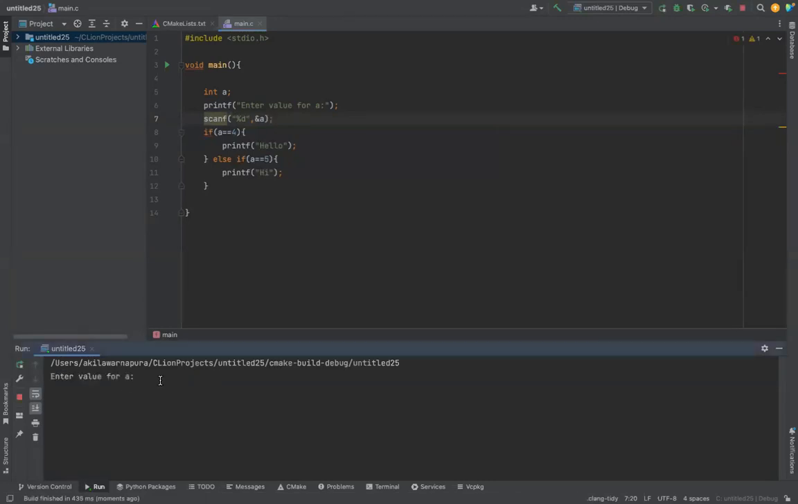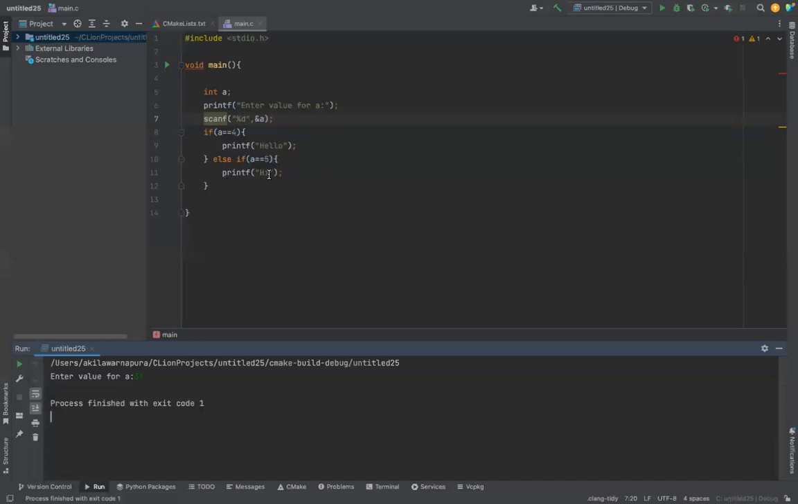So, enter value for a. Let's say the user enters 4, hello, and the user enters 5, hi, and the user enters 34, nothing will be printed, because there is no else part.